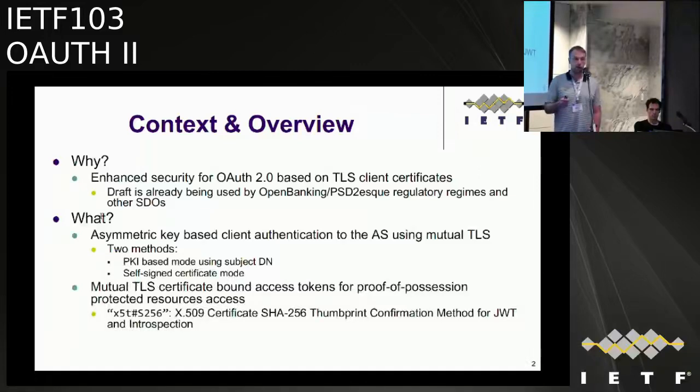And then rather than validating the trust chain, you just do proof of possession at the TLS layer to ensure that the private key associated with the certificate is held, and then you just match up the certificates verbatim to what's in client configuration. Then in addition to that, there's mutual TLS certificate-bound access tokens for proof of possession on protected resource access.